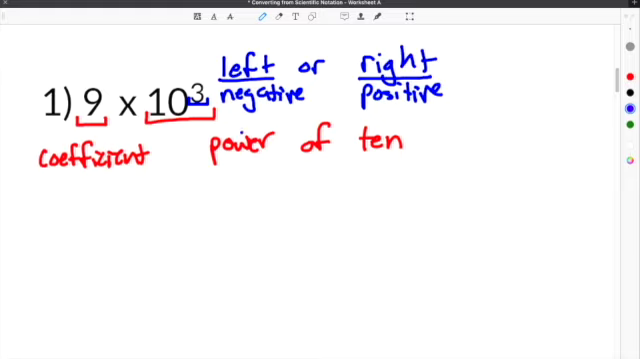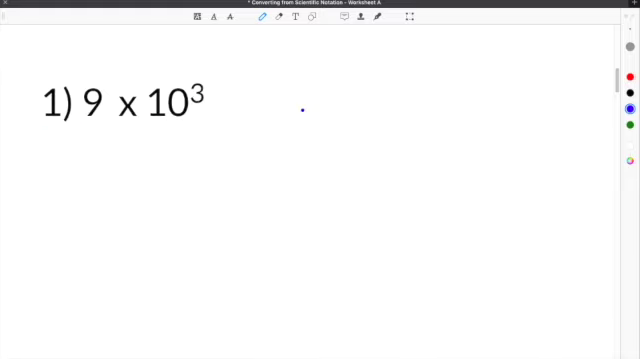So let's go ahead and complete this first problem. Once again, the first problem is 9 times 10 to the third power. We already know that the decimal is located right here after the 9 because this 9 is our coefficient. So we're going to rewrite the 9 with a decimal point after it. Now this power of 10, 10 to the third power, has an exponent of 3. That 3 is positive, so that means you're going to move the decimal 3 spots to the right.